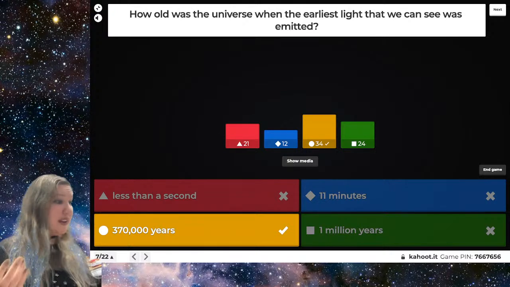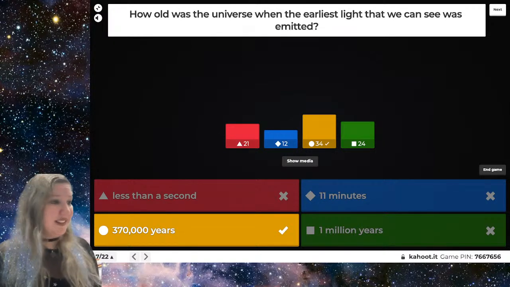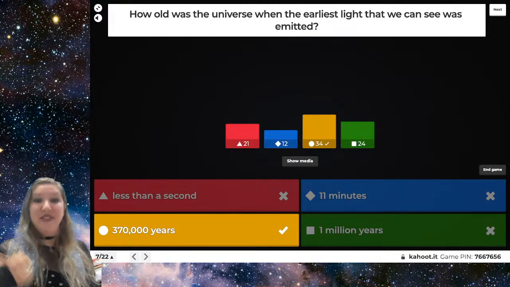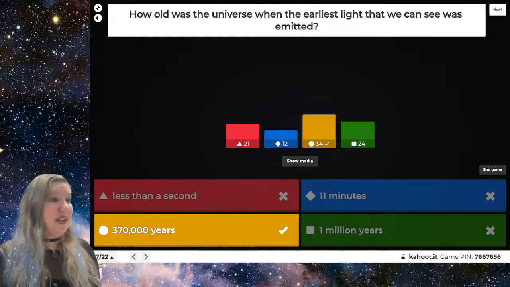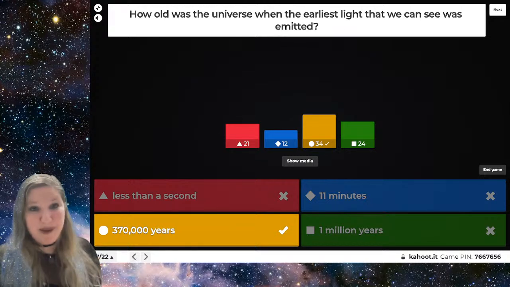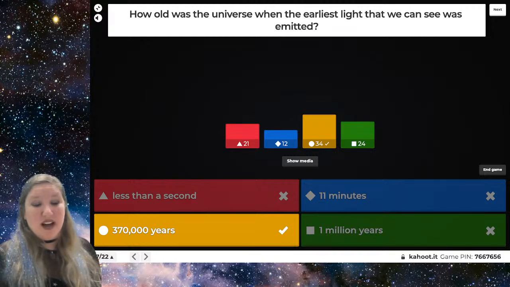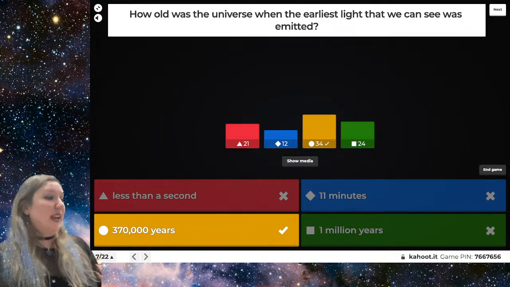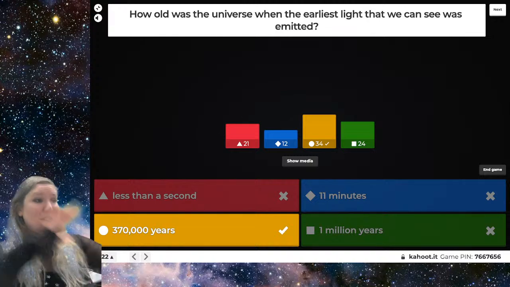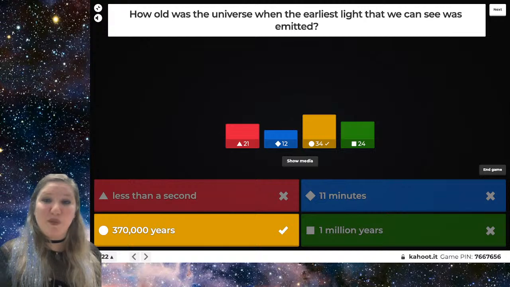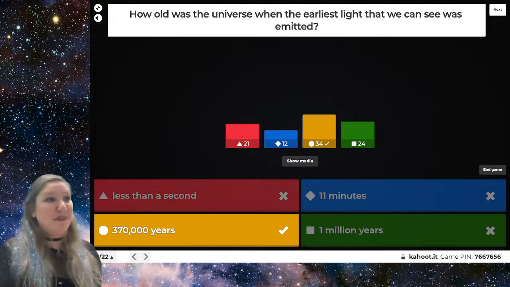And most of you, once again, got the correct answer. Excellent job. So the universe was about 370,000 years old when the earliest light that we can see was emitted, which we call the cosmic microwave background. Anything that happened before this time, we aren't actually able to observe, though the light that is emitted from this very early state of the universe gives us a lot of clues of what it would have been like before that light was emitted.